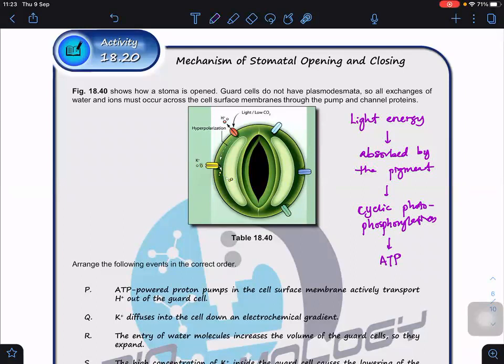Now, what will actually happen here is, with the formation of ATP, you can see that ATP actually phosphorylates the proton pump. Okay, so the first process here: ATP going to phosphorylate the proton pump. So when the proton is pumped out, try to imagine a proton pumped out. Outside of the cells now, we call it hyperpolarization in this case. Why? Because outside has a high concentration of H+.